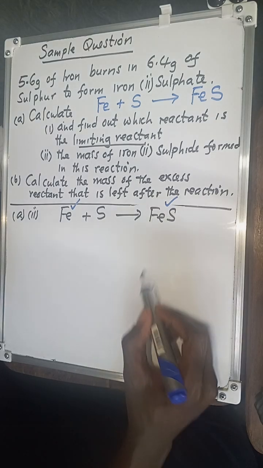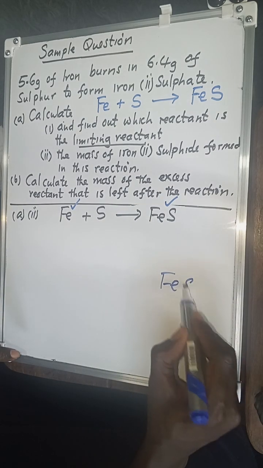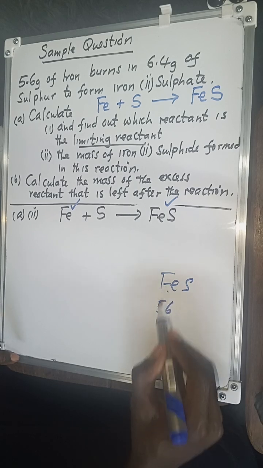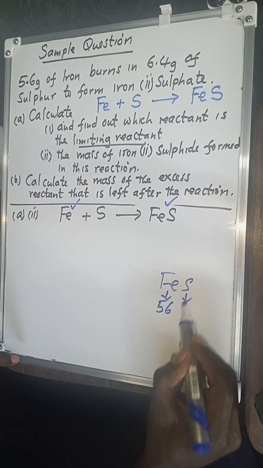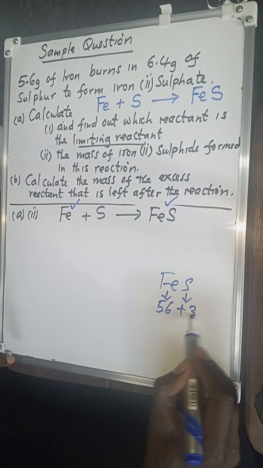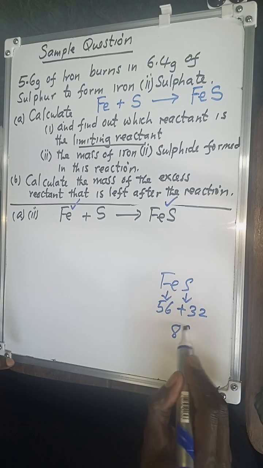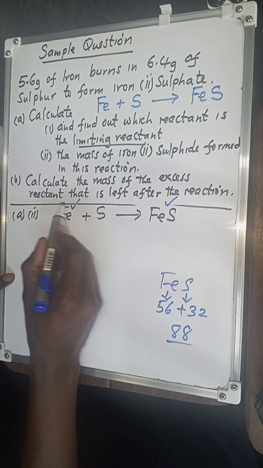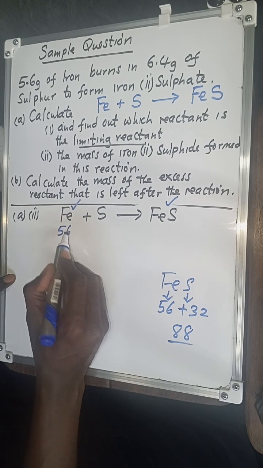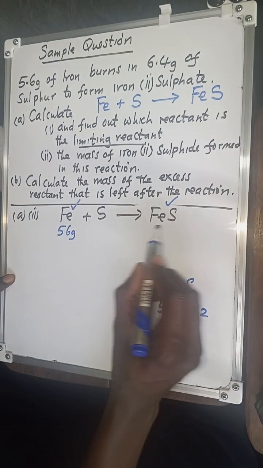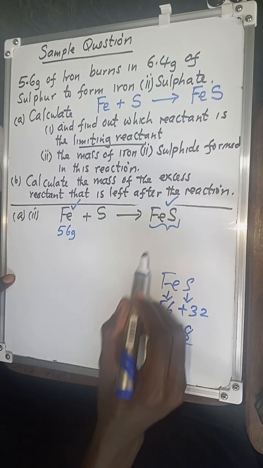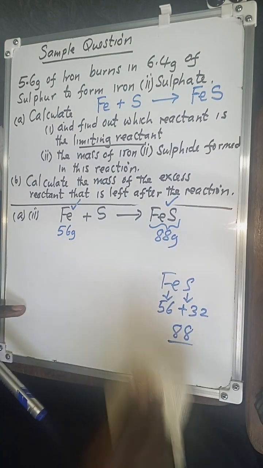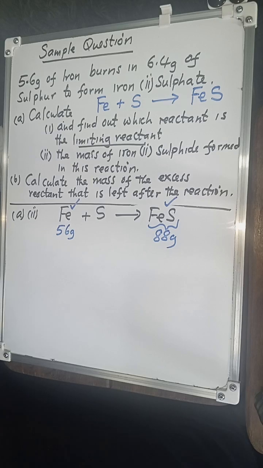So if I look at iron, let's quickly do that. There's iron, that's just 56. 1 times 56 is 56. Sulfur, 1 times 32 will be 32. When we add that, I'm going to have 88. So from the balanced chemical equation, the total mass of iron is 56 grams, and the total mass of this whole iron 2 sulfide is 88 grams. So you can compare the masses from the balanced chemical equation.